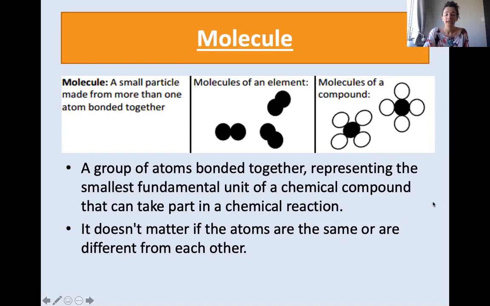A molecule is a small particle which is made when one or more atoms bond together. Now, molecules can be of the same element, so they can be two of the same type of atom bonded together, or they can be a molecule of a compound. A molecule is just a group of atoms bonded together. So it doesn't matter if the atoms are the same or not, they can make a molecule.